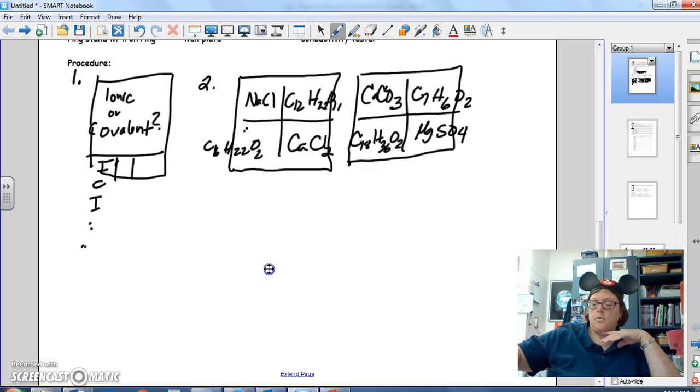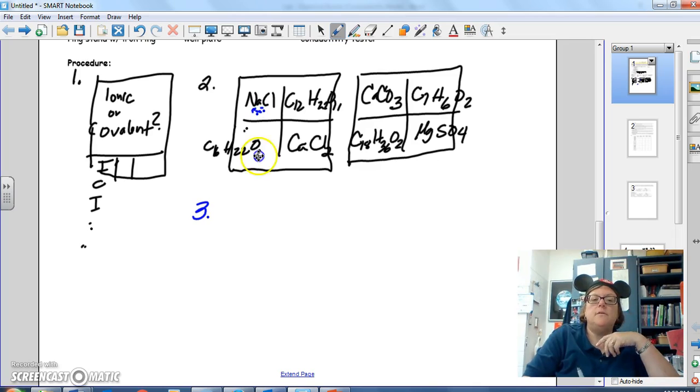Step 3, you're going to put a little bit of your compound, about the size of your little pinky fingernail, into each square. Okay? So if this is my pinky fingernail, I want a little pile about that much.